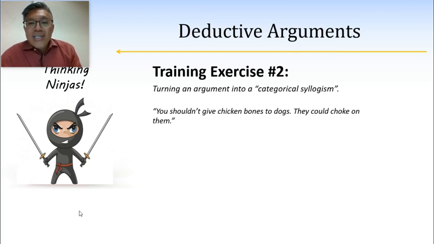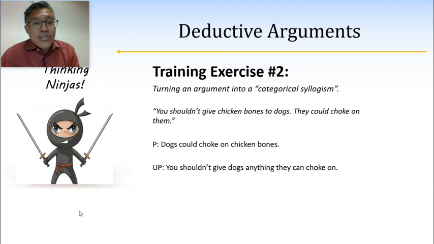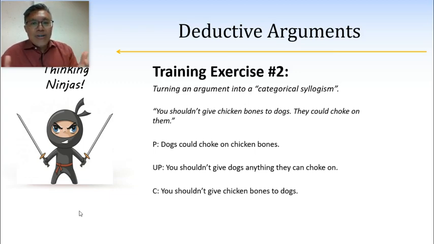Well, we need to relate something having to do with things that you shouldn't give to dogs. So if the premise is that dogs could choke on bones, then the unstated premise is that you shouldn't give dogs anything they can choke on, right? That's kind of implied by the argument. Okay, so there's our first two premises, which leads to the conclusion they want us to draw, that you shouldn't give chicken bones to dogs. So here is the standard syllogism.